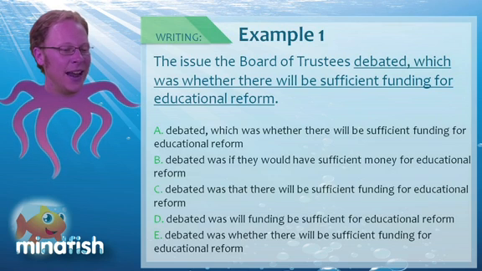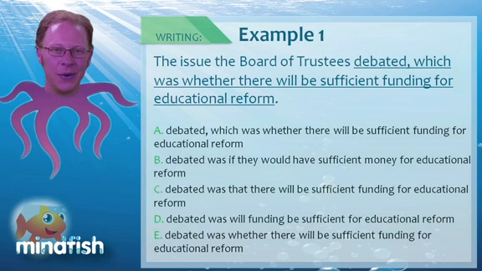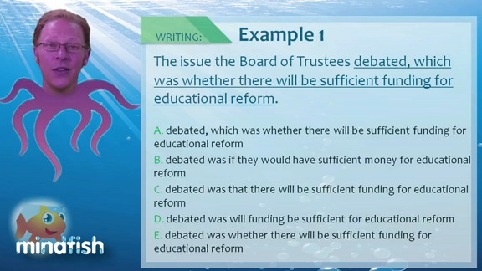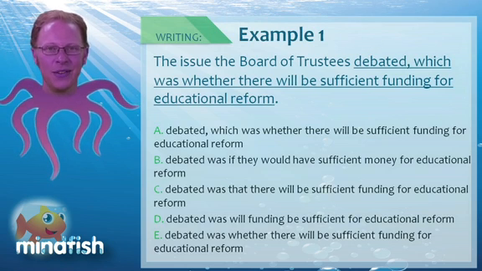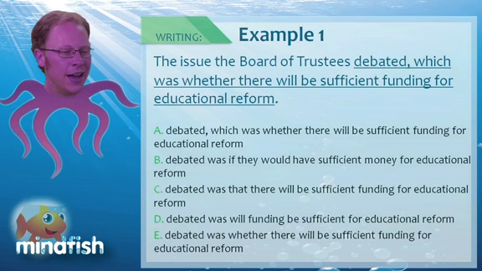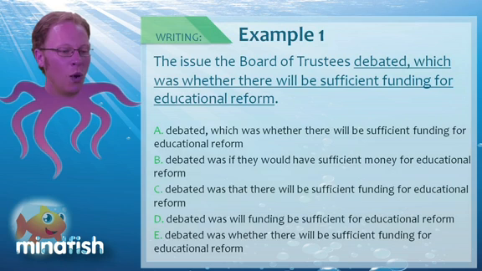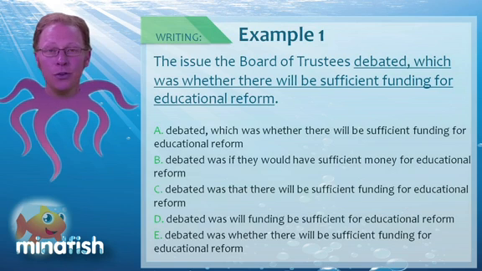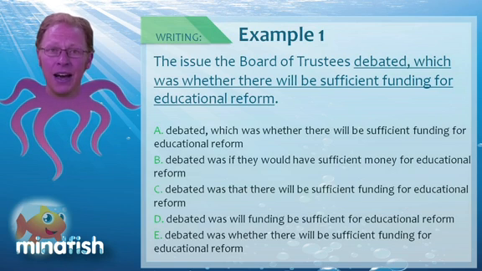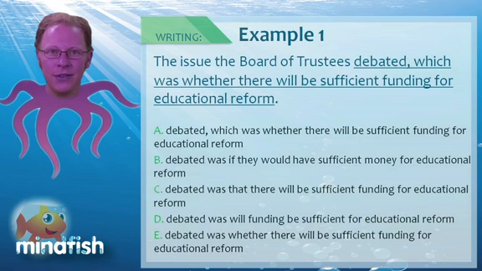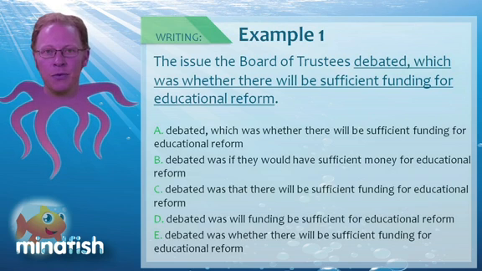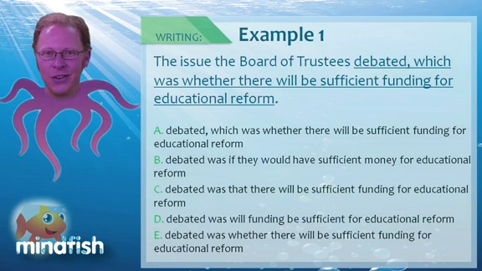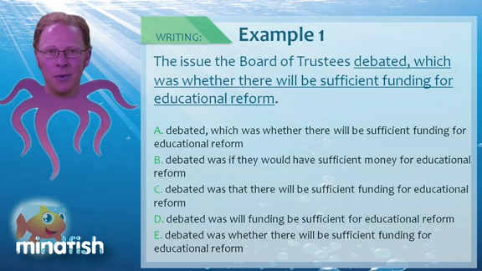The answer that does that is answer E. We get rid of the comma, and we get rid of the word which, and we've got a simple, straightforward, grammatically correct sentence. Listen to it with me, and I think you'll agree that it fixes the fragment very smoothly. The issue the Board of Trustees debated was whether there will be sufficient funding for educational reform. Now, answers B, C, and D all sound decent, but not quite as good as E. The point is this: oftentimes when you see a sentence fragment formed with the words which, that, or who, simply get rid of the which, that, or who, and you'll have fixed it in the most correct way possible.